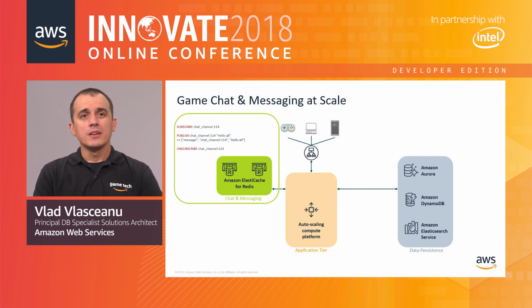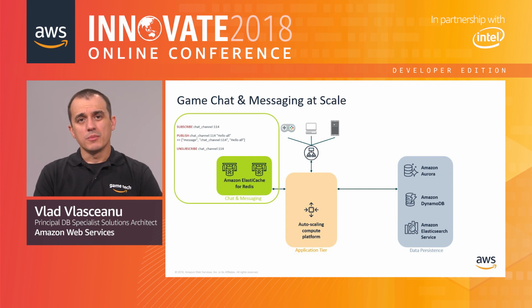And for that, we see customers use Amazon ElastiCache for Redis, which is a managed service for the Redis in-memory data structure store, which is commonly used either as a data store or a cache or a message broker. And it's really the latter capability that makes it so powerful in gaming workloads.